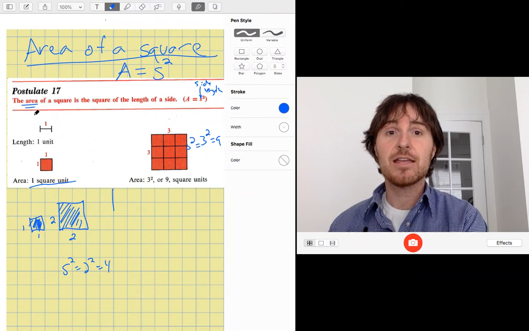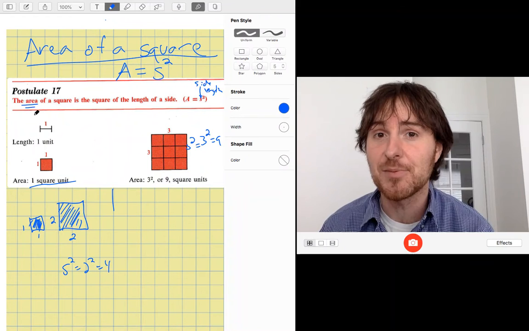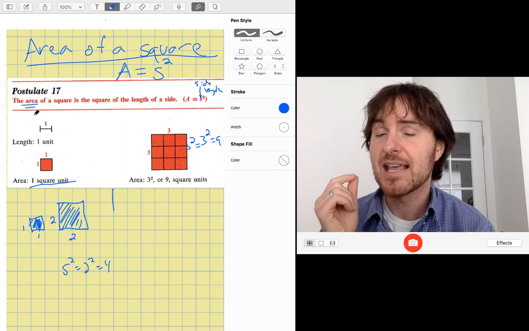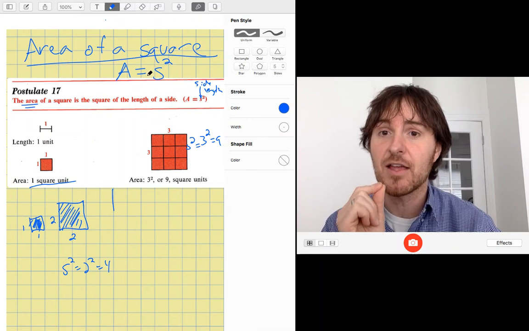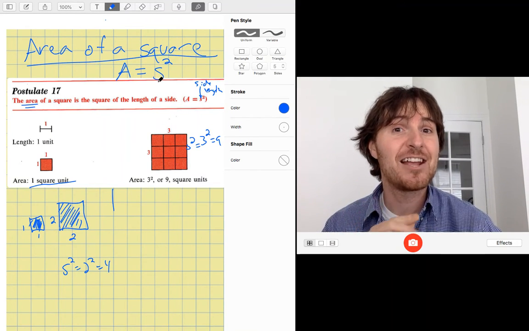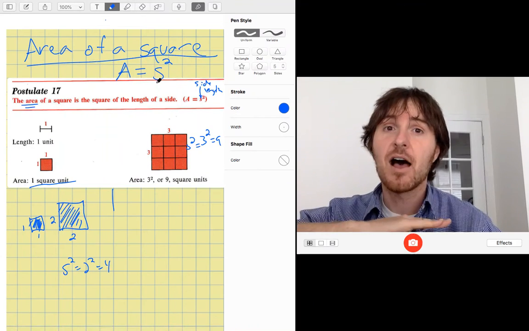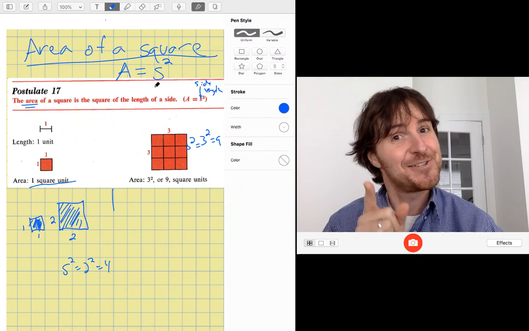Area of a square: area equals s squared. And this is going to build into the next one that I talked about last class, which is the area of a rectangle. We're going to use this postulate 17, that area equals s squared, to prove that the area of a rectangle needs to be the product of its base times its height. That one's coming up next on this playlist. So watch with me.